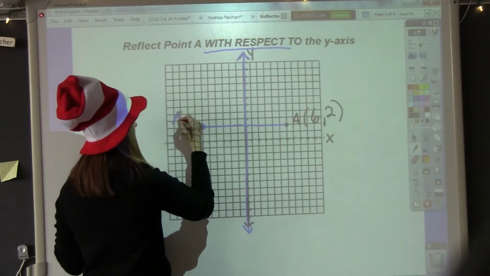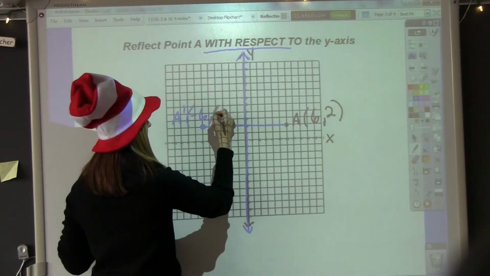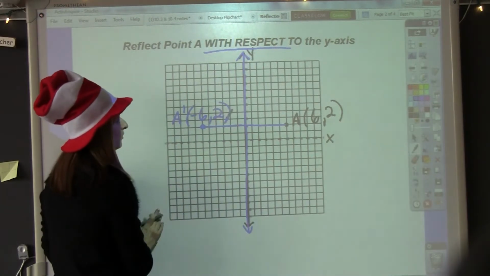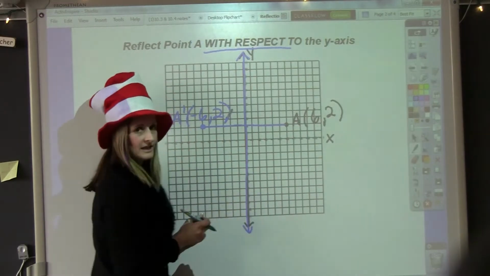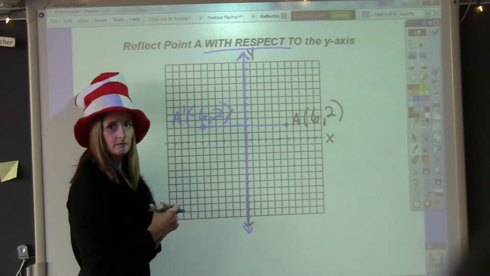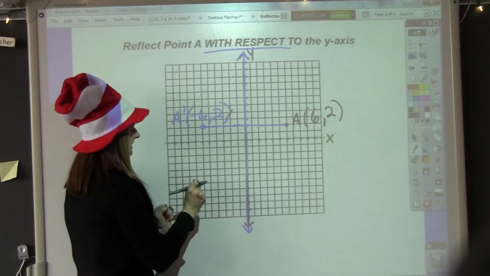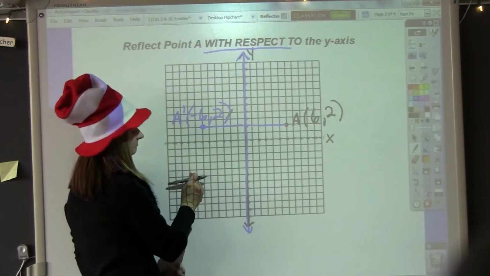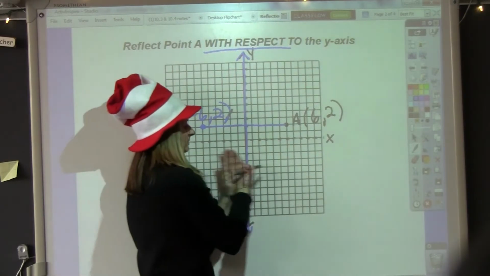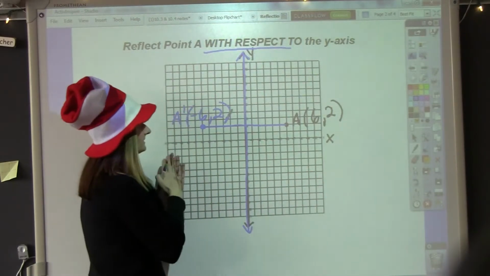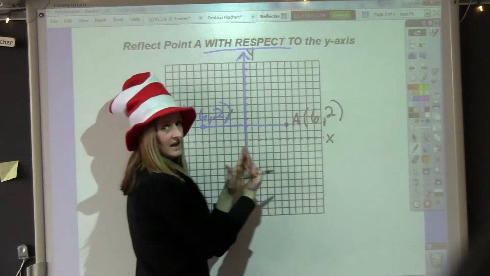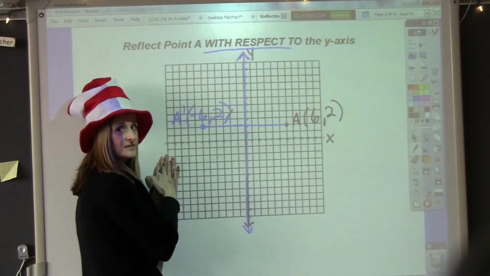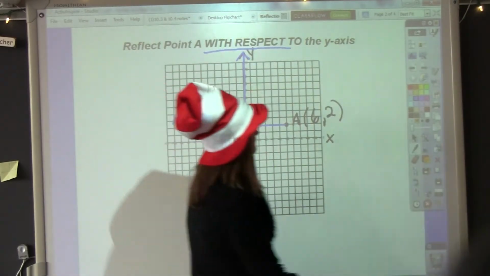What's happening to the coordinates? Notice the y-coordinate is staying the same, and the x-coordinate is becoming negative, or the opposite. So if we had a point from the third quadrant going to the fourth quadrant, it's the same rule. The y would stay the same, and the x would become the opposite sign.